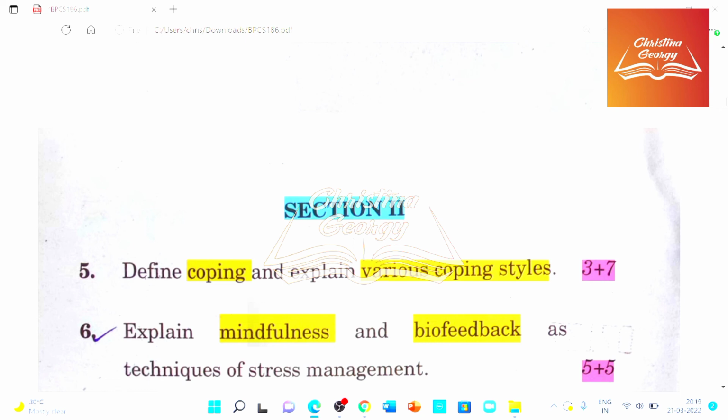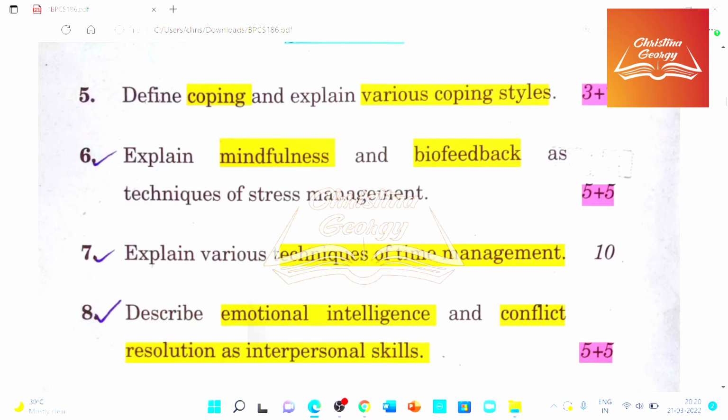Moving on to the 7th question, explain various techniques of time management. That is also a question from block 2, unit 7, page 93. So that is a 10 mark question.